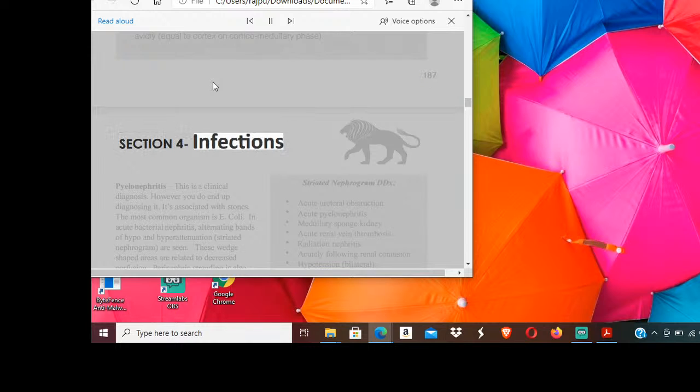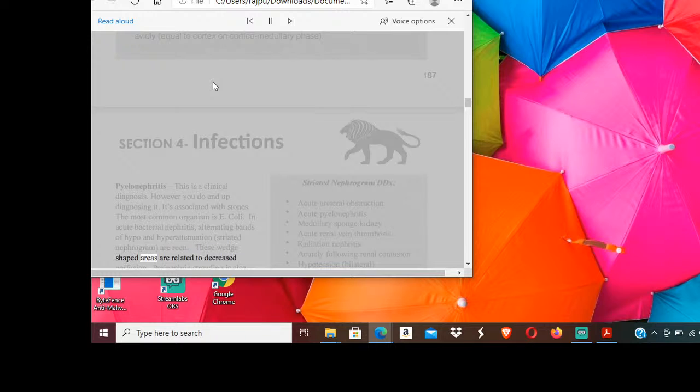Section 4: infections. Pyelonephritis. This is a clinical diagnosis. However, you do end up diagnosing it. It's associated with stones. The most common organism is E. coli. In acute bacterial nephritis, alternating bands of hypo and hyperattenuation, striated nephrogram, are seen.